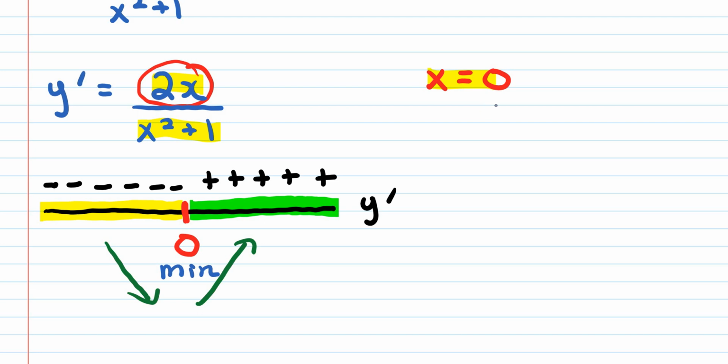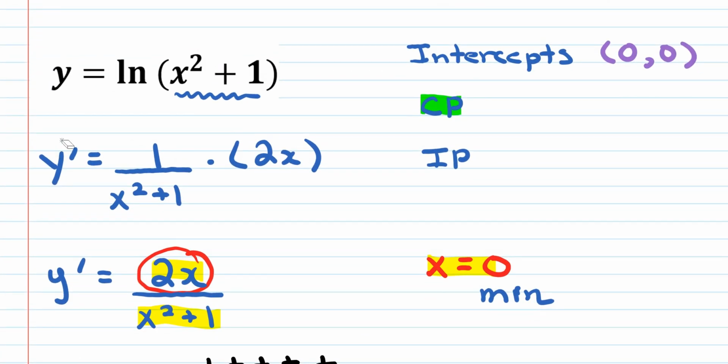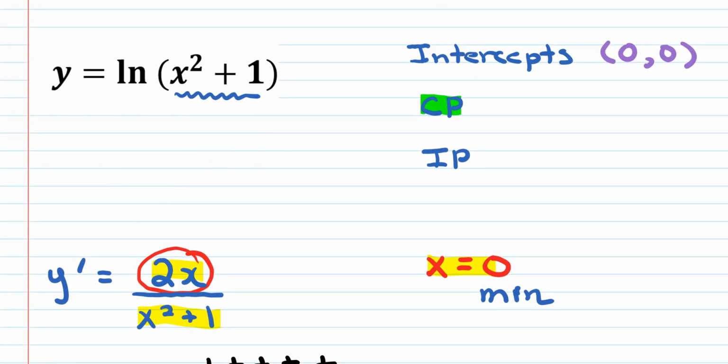We have a minimum when x equals 0. All right, so that's the result of the first derivative test. After that, I will go back to my original problem here, and I will quickly evaluate f of 0. So when x equals 0, I have ln of 0 squared plus 1, and that also gives me 0, right?